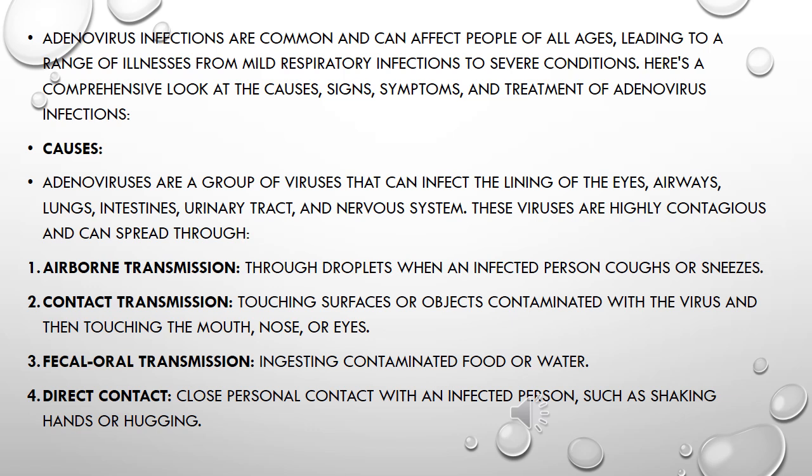Causes. Adenoviruses are a group of viruses that can infect the lining of the eyes, airways, lungs, intestines, urinary tract, and nervous system. These viruses are highly contagious and can spread through airborne transmission, through droplets when an infected person coughs or sneezes.